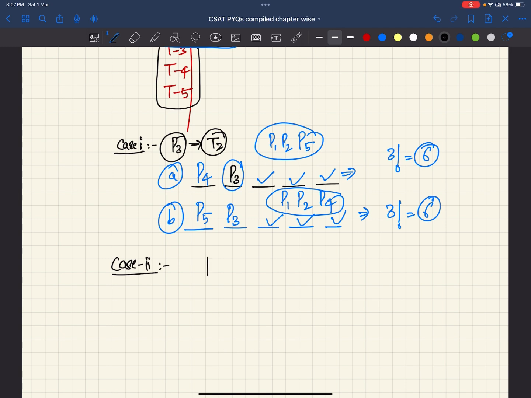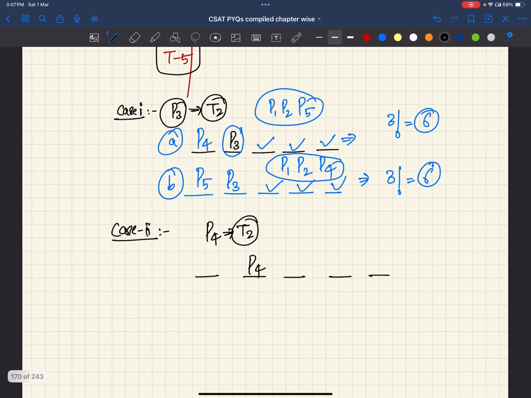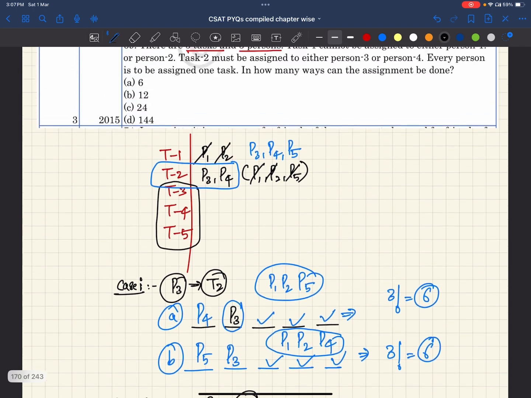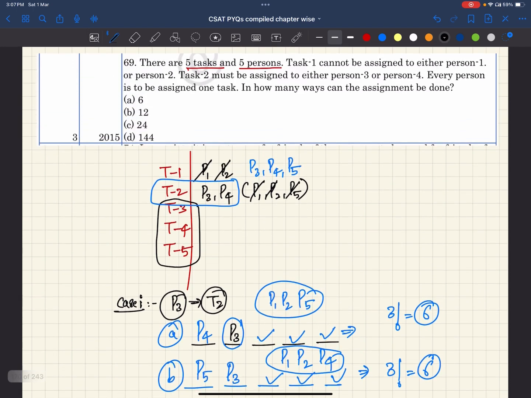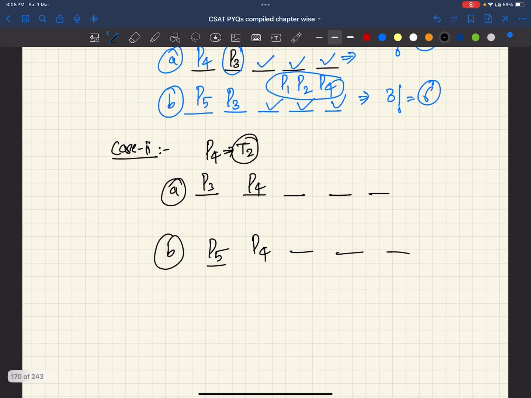What is case 2? I am fixing P4 in T2. 1, 2, 3, 4, 5. This is P4. Now see, already P4 is fixed here. Now task 1 can take P3 and P5, anything. So I'll take here this P3 and here is P5. Right? Now see. Here, how many people are there? P1, P2, P5, 3 people, 3 places, arrangements, 3 factorial.